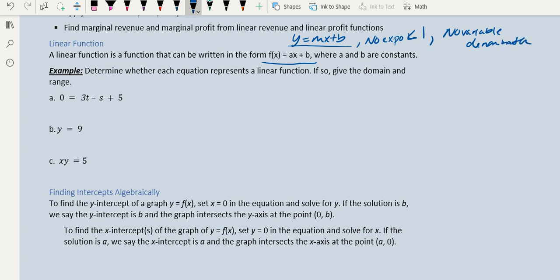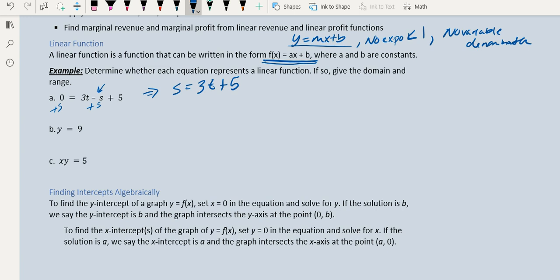For our first example, if I was to put this into some type of slope-intercept form, let's say I hypothetically would solve for s. I would add an s to both sides, and this will give me s equals 3t plus 5. So this is a variable equal to 3t plus 5. That looks very similar to the slope-intercept form.